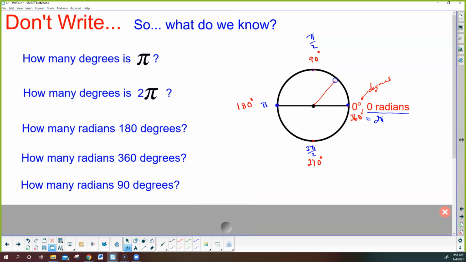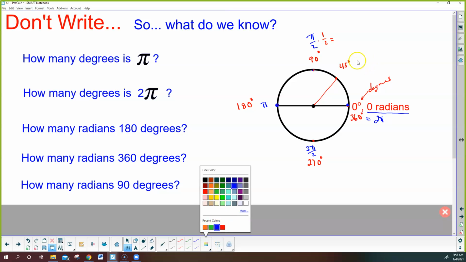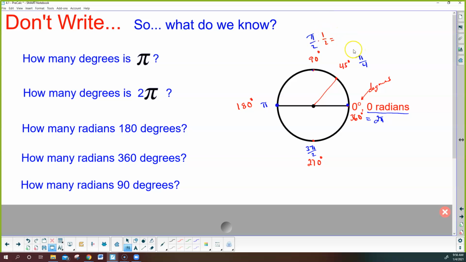But what if I cut that in half? What if, instead of going 90, what if I go half of 90? Half of 90 is 45 degrees. So what if I take this pi over 2 and I cut it in half? Right? So I'm going to multiply by 1/2. You multiply straight across. That's going to give me pi over 4, right? 1 times pi is pi, 2 times 2 is 4. So 45 degrees is the same as pi over 4.